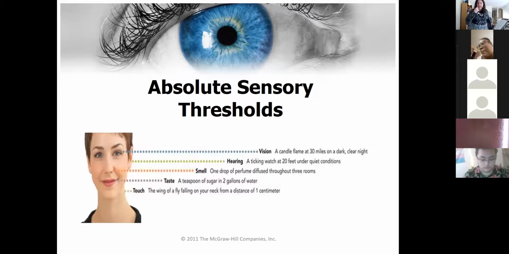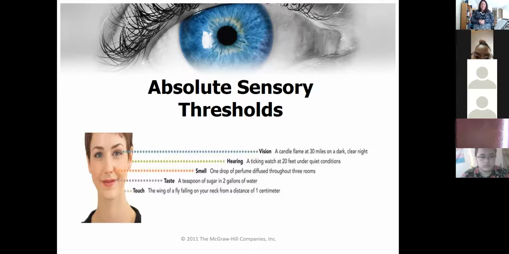So here are some of the absolute sensory thresholds for most humans. Now, granted, there are people who are better attuned to some things, and so this might vary. There are also people, obviously, who have deficits in these senses, and so this would vary for them. But vision: a candle flame at 30 miles on a dark, clear night. Well, that's pretty hard, right?